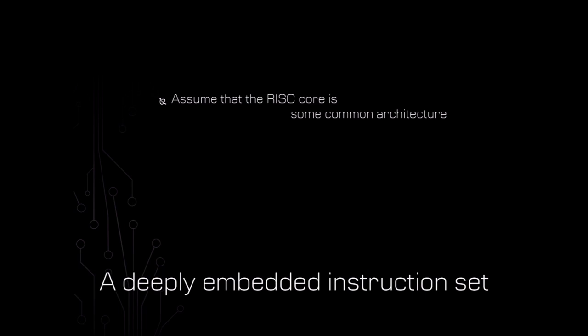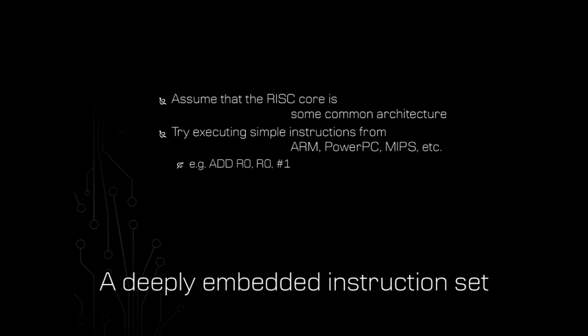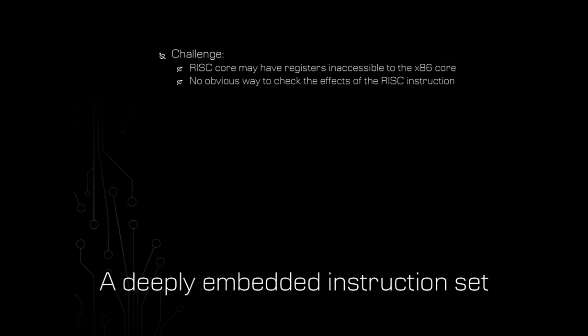So the obvious first approach to dealing with this unknown architecture is to just assume that it's some common architecture. There's really no need to reinvent the wheel when adding a new core to your x86 processor. So maybe this thing is some common architecture that we've seen before. To test that, we could try generating simple instructions in some common architecture, like ARM, PowerPC, or MIPS. I might generate an instruction like add 1 to R0 for ARM, and I could try executing that on the deeply embedded core and see what happens.